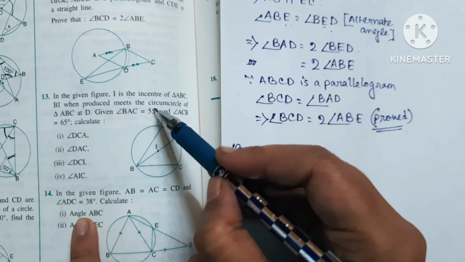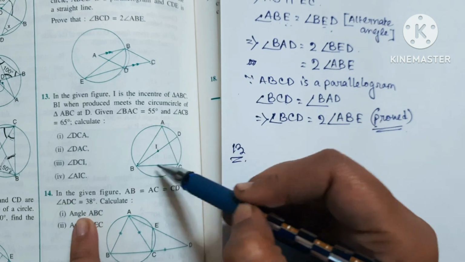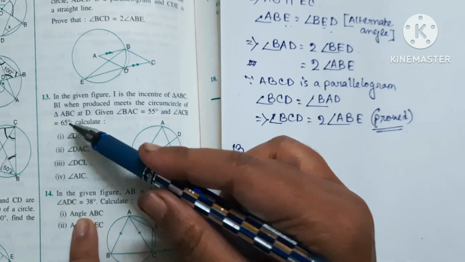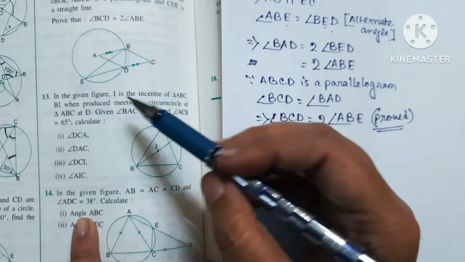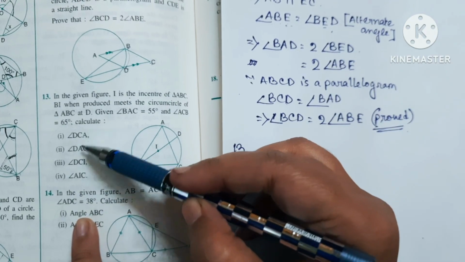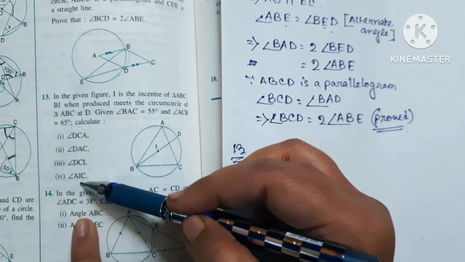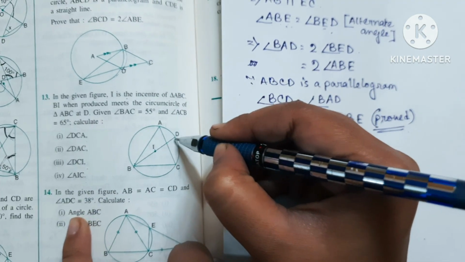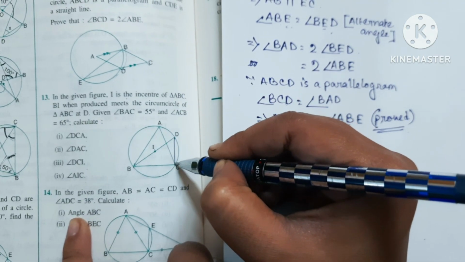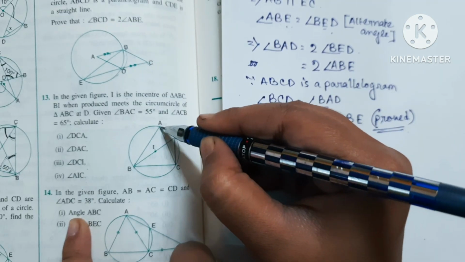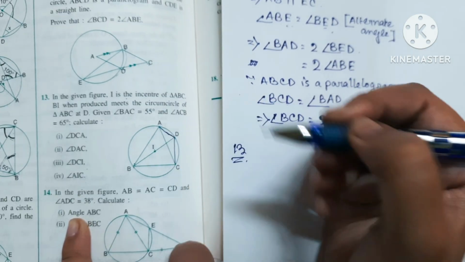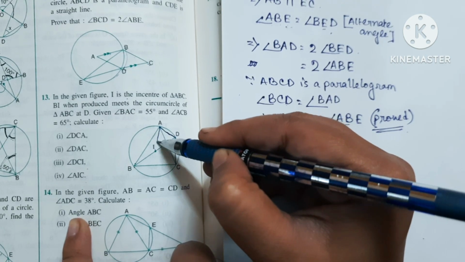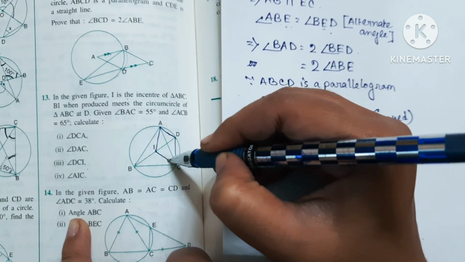Okay, now see, it is given BAC is 55 degree. ACB, this one, is 65 degree. Now you have to calculate DCA, DAC, DCI, AIC. For everything, you need to join. What you need to join? First, you need to join D and C. Okay, join it. Then you have to join A and D. Join it. And you have to join A and I, and C and I. Okay, this one.